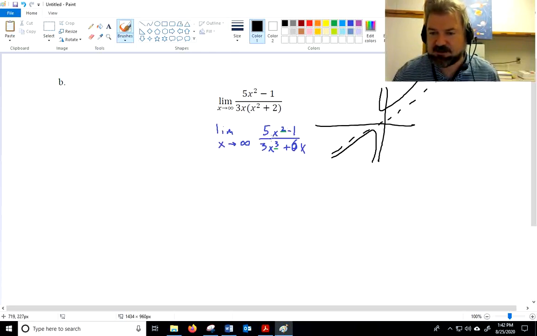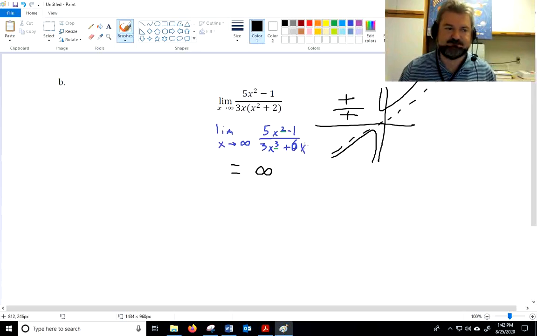Well, we can plug in infinity. If I plug in infinity, I will get infinity squared times 5, which is infinity, minus 1. But the key thing is that's a positive number on top when you plug in infinity. On the bottom, this is also going to be a positive number. A positive number divided by a positive number is a positive number, so we're going to say that this is positive infinity. If you're not sure, go back to the algebra techniques from the previous lesson.